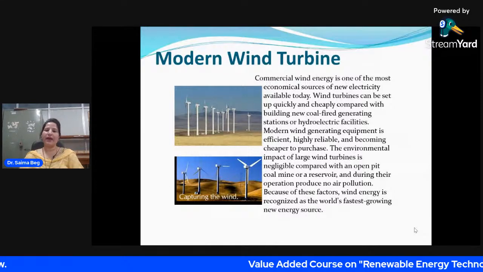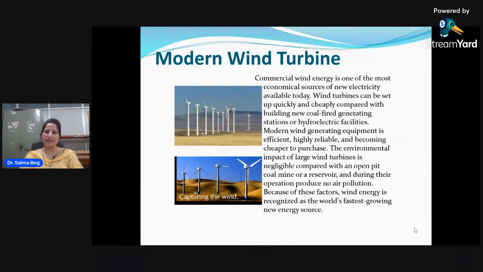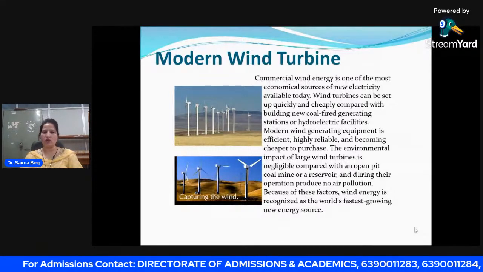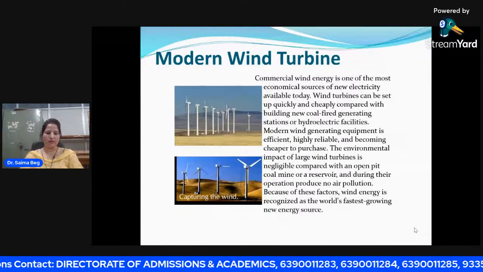Because of these factors, wind energy is recognized as the world's fastest growing new energy source.